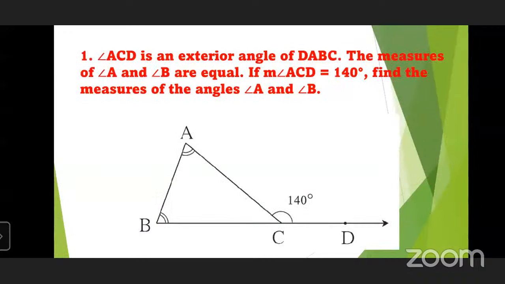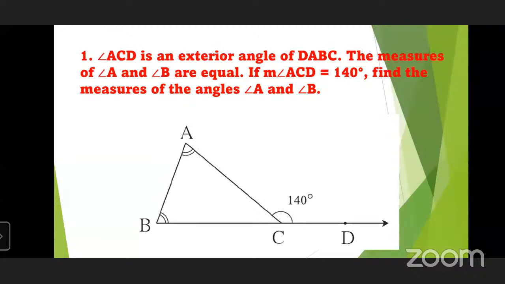Let's check an example on it. Angle ACD is an exterior angle of triangle ABC. The measures of angle A and angle B are equal. If the measurement of angle ACD is 140 degrees, find the measures of angle A and angle B.